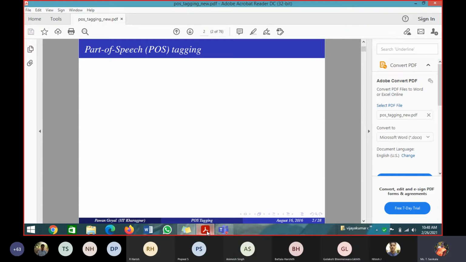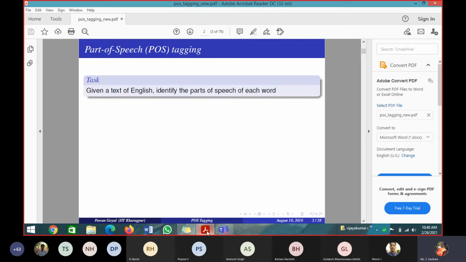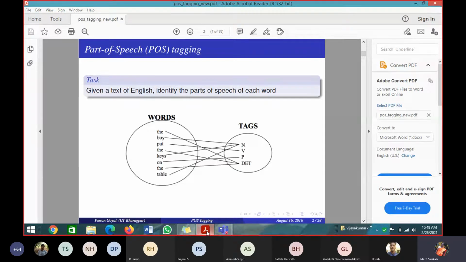Take an English text, that is, your corpus will be in English. You will take an English text and identify the POS tag for each and every word present in the text. The main task of POS tagging is, given a text of English, identify the POS. POS is parts of speech. I will be using POS for parts of speech for each and every word.